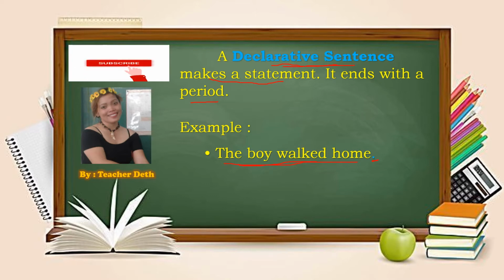Another example here: I love honey. You are just simply stating or telling, right? So since you are telling, that sentence is once again a declarative sentence. Then look at the punctuation mark that we are using at the end, still a period, because a period is used in a declarative sentence.